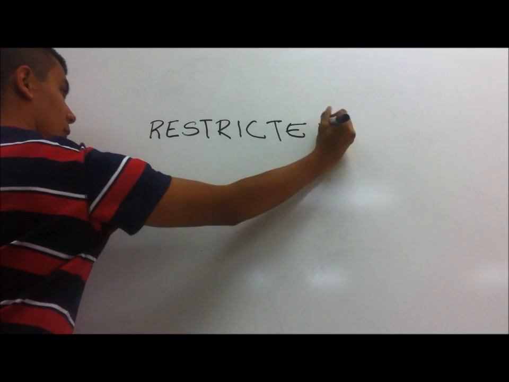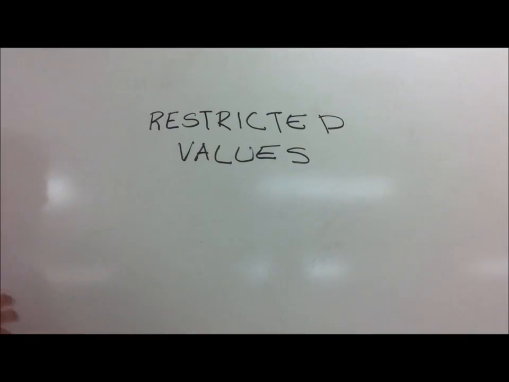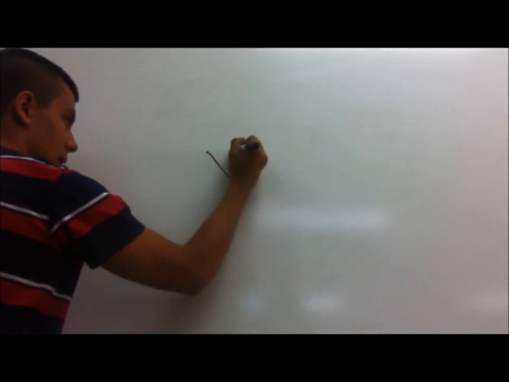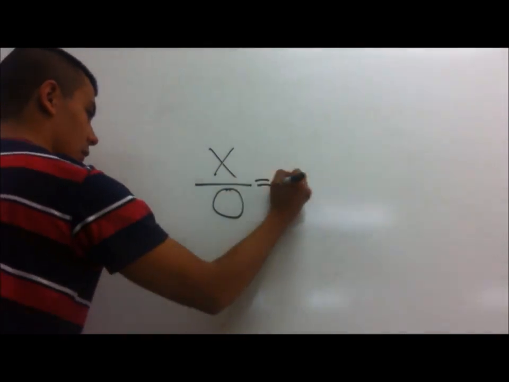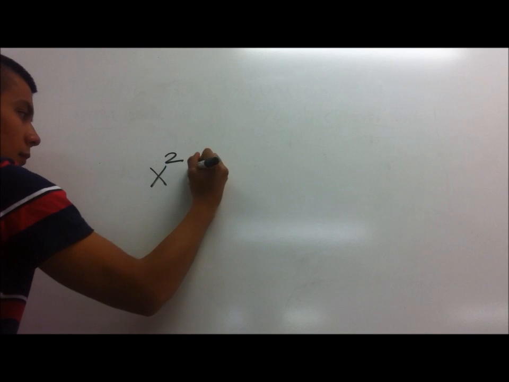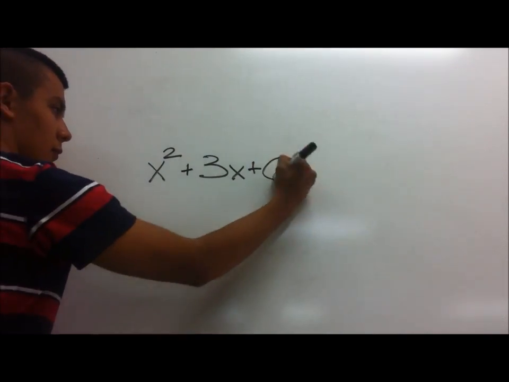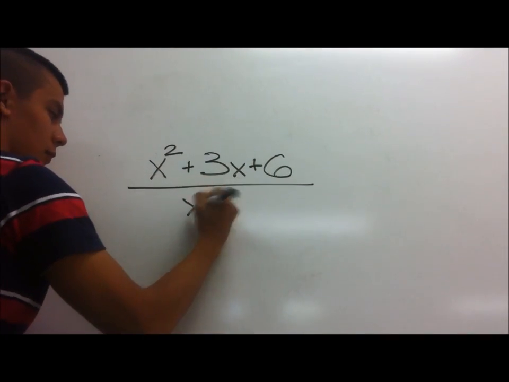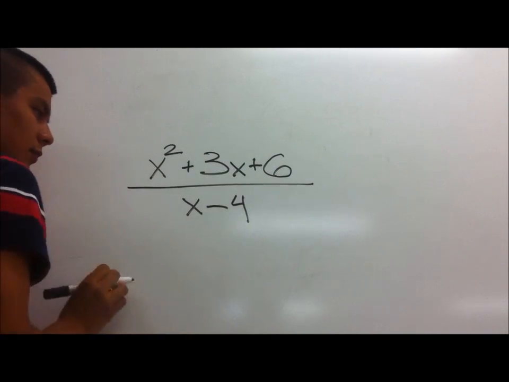So we're going to start with restricted values. Any value over 0 is something that doesn't exist. Whenever we have rational expressions with a variable in the denominator, we can find restrictions. But where is the restriction?